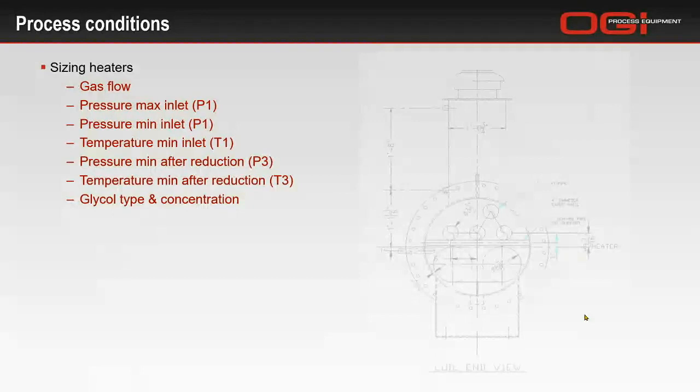And so the first thing is you want to know how much gas you're flowing. And we're also going to want to know your pressure minimum and maximum and your temperature on the inlet. So these are the inlet conditions to the heater. And then your pressure minimum and your temperature minimum after reduction. So these are your owner's desired conditions after the regulation cut. And then I also have glycol type and concentration listed. Not everybody asks for that, and we'll go over that in a few minutes about why that's important.